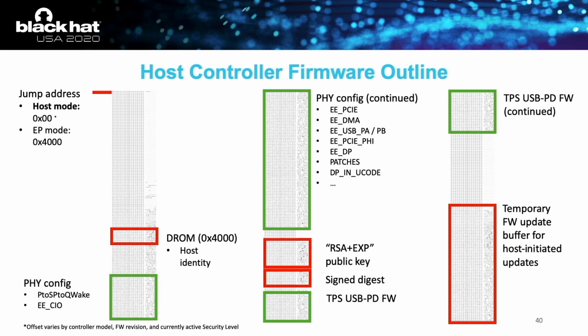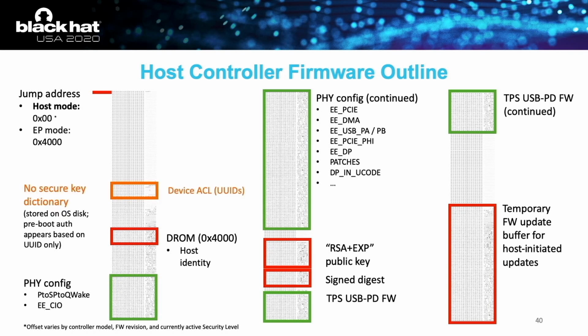Well, the host controller firmware is pretty much the same as the device firmware, but there are a couple of important differences. For example, the first one is that there is a device ACL listing all of the UUIDs that are allowed, and there is no secure key dictionary, which is pretty interesting because in security level 2, these keys are stored on the OS disk, and that seems to suggest that with pre-boot authentication, devices are still authorized based on the UUID only.